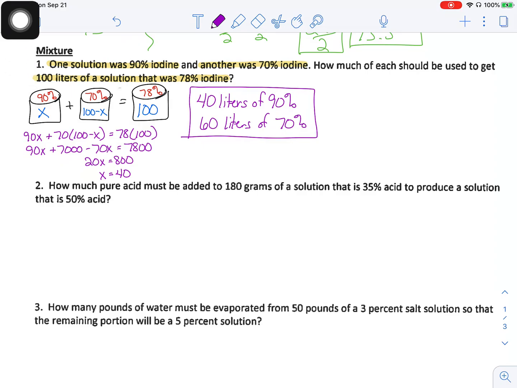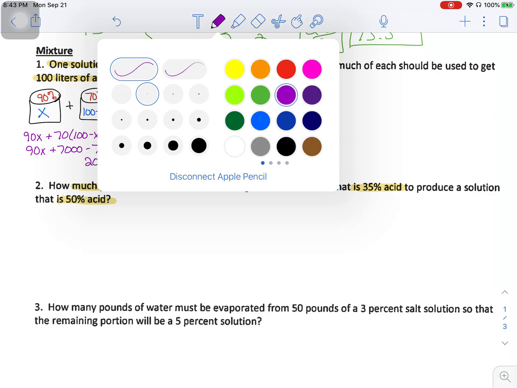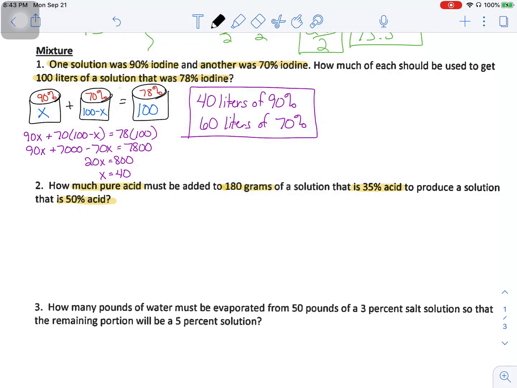Okay, so if I take a look at number 2, how much pure acid must be added to 180 grams, that is 35% acid, to produce 50% acid. Again, these look a little goofy, and if I draw them too fast, they look like little muffins, and that's okay too. So starting with, we're going to add some stuff to it, and we want to create some stuff.